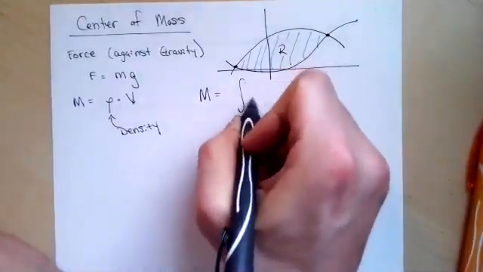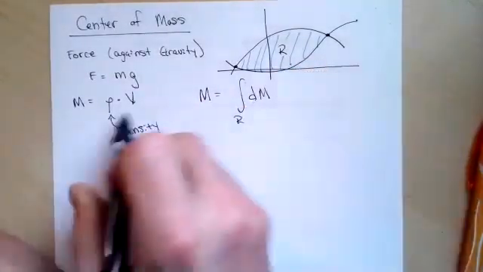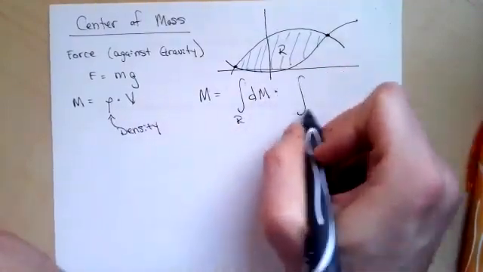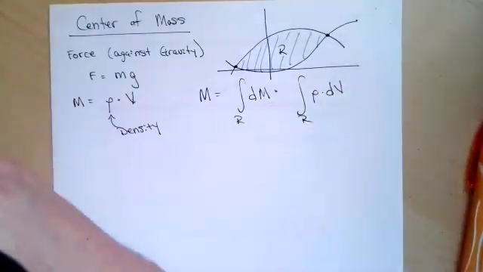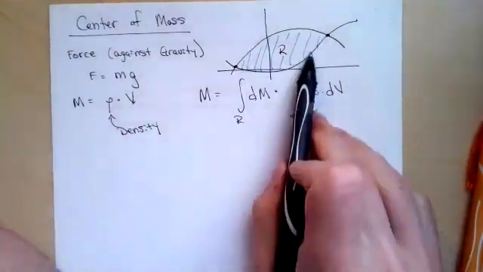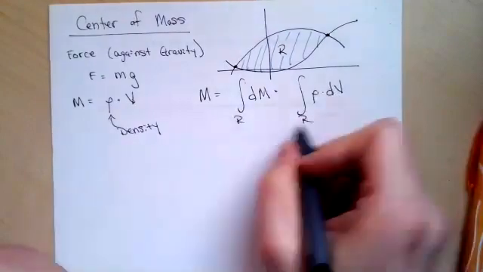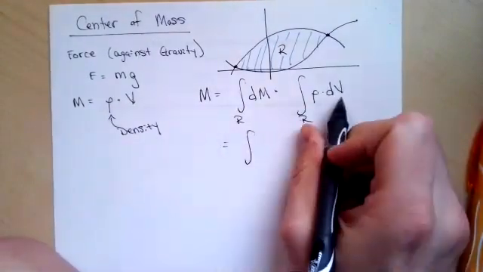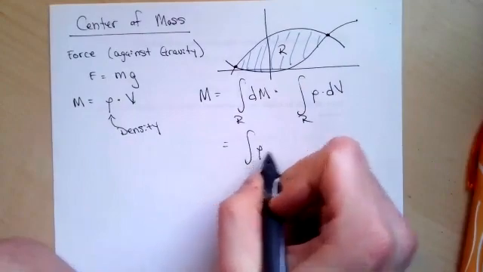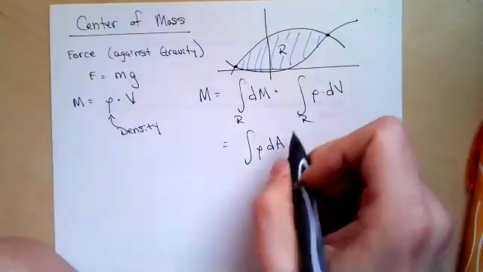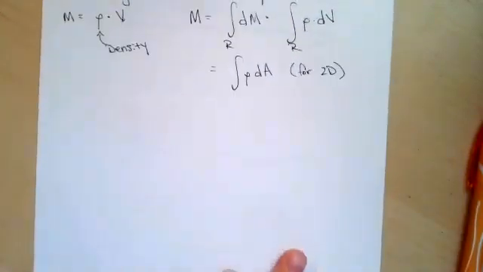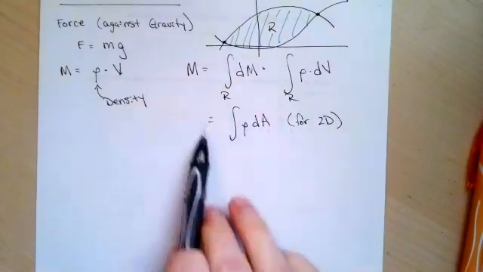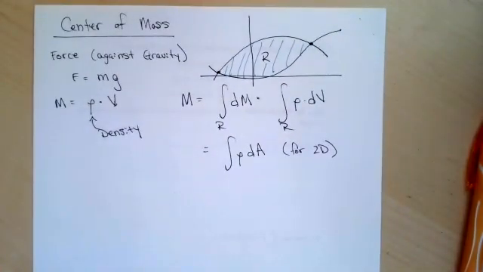Then mass is the integral of dm. And according to our equations, our dm is going to be rho times dv. So really what we want to do is just integrate over the area. Of course, in this case, we can change it. If you're in two dimensions, your volume means area. And this will give us the total mass of that shape.